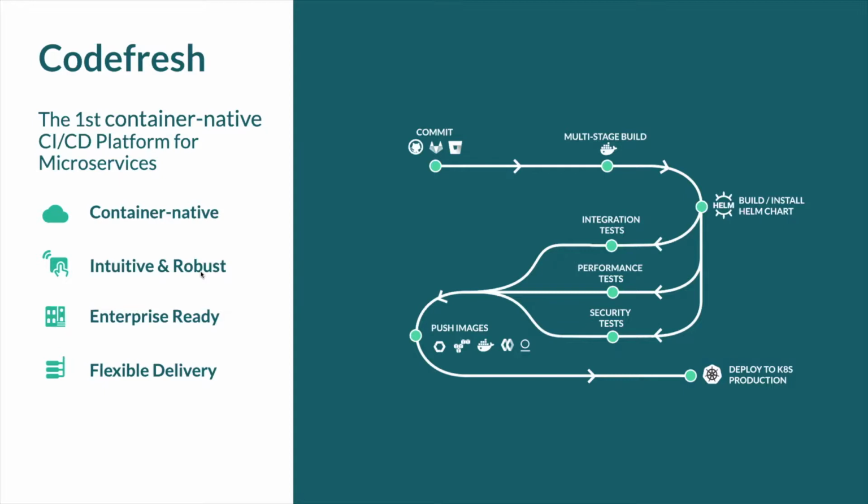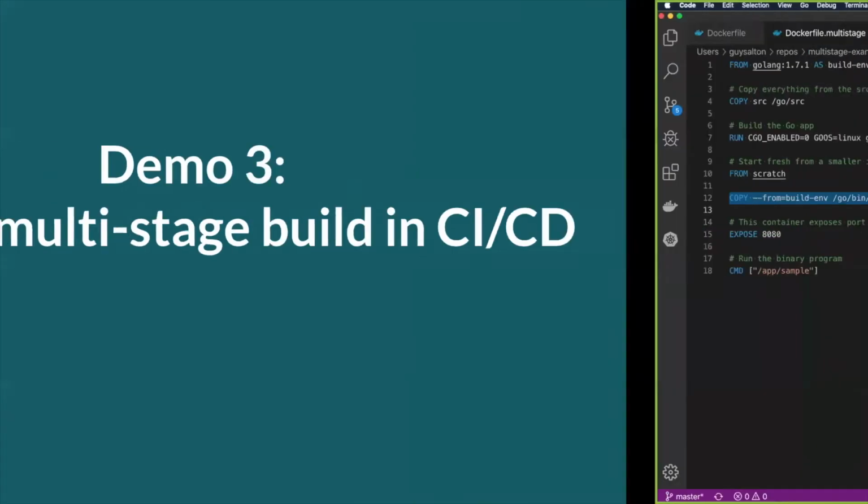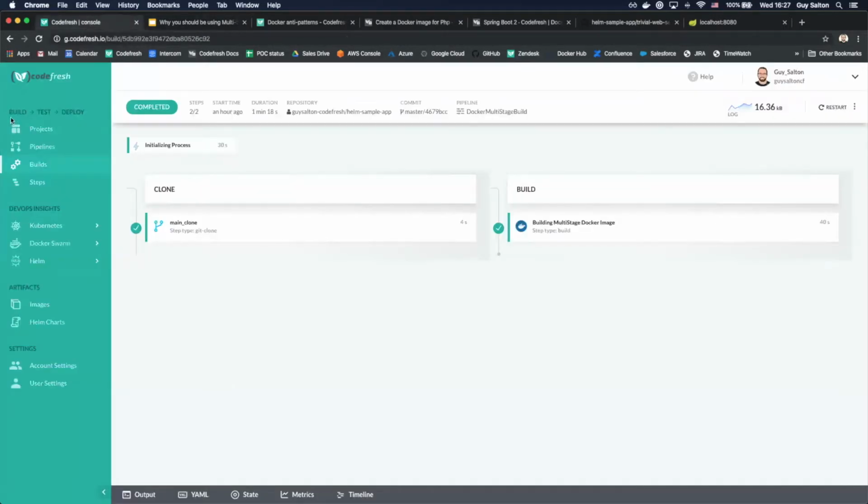It's very intuitive and robust. The UI is very nice and friendly, but it's also fully enterprise ready. So things like RBAC, roles and permissions, you can scale to run thousands of pipelines. And finally, also contains flexible delivery, so you can work with a complete SaaS cloud-based platform, or fully on-premise behind the firewall, or with a hybrid solution. We'll see some of these examples now, but again, what we're going to focus on is actually how to use multi-stage builds in CI/CD. So let's go ahead and see our platform.